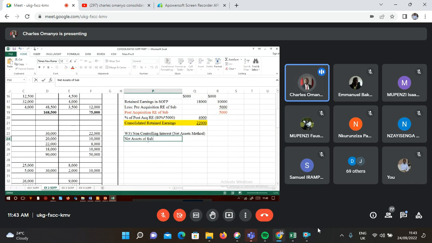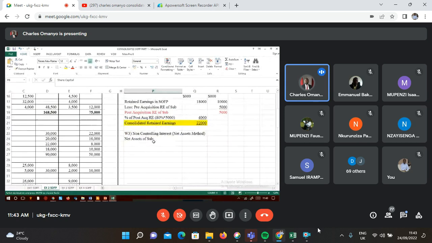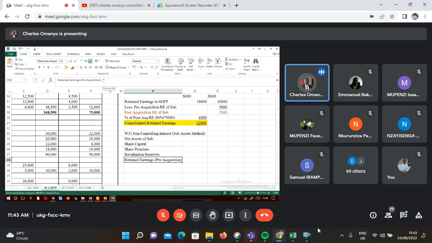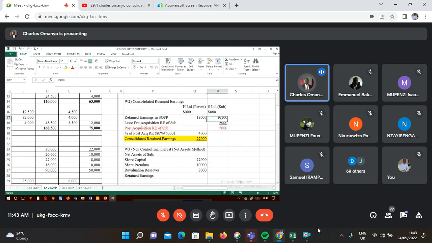of subsidiary include, I'll copy these ones. Net assets, but retained earnings, you don't pick the pre. That is the only difference. So share capital is 22. You can see this, 22. Share premium is 10,000. I'm picking these values here. 8,000. And then you pick these adjusted. This one, 10,000. It's still the same. I will explain it when there are adjustments.